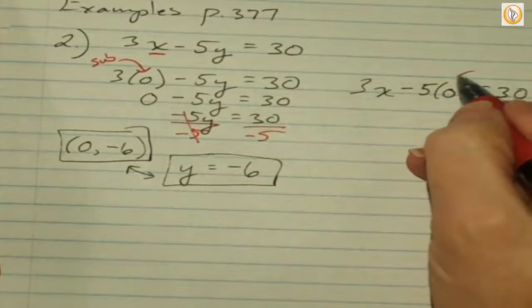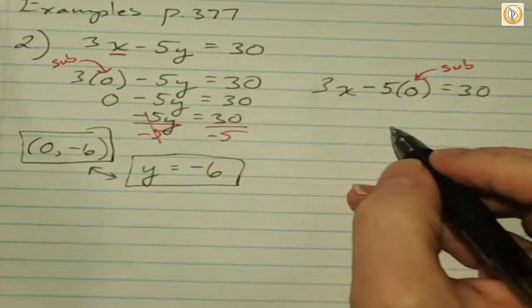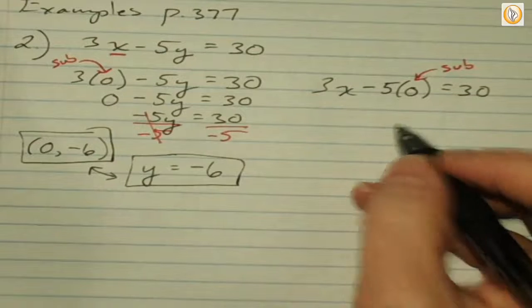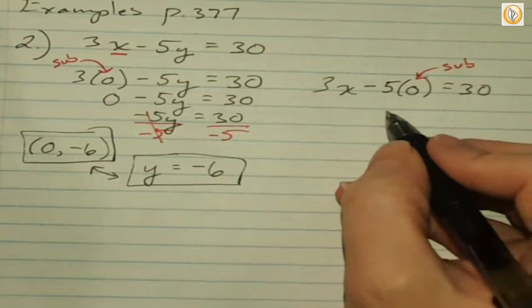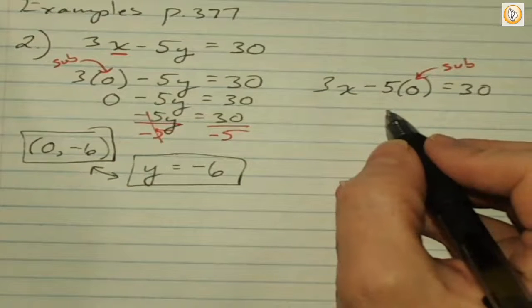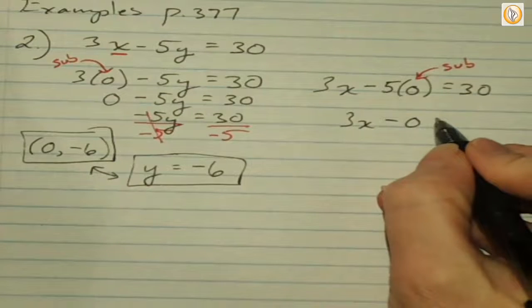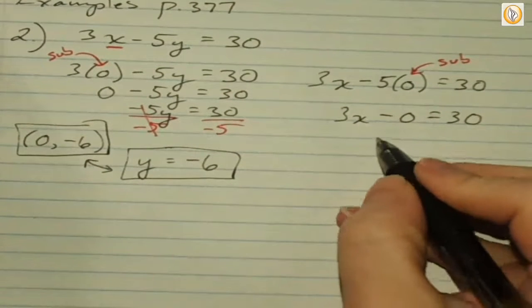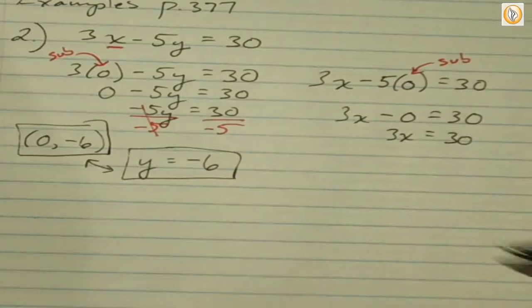Okay, now what do I do? I wrote this wrong. I said it right. Okay, so then it's 3x minus 0 equals 30. I wrote it down right. So then it's really 3x equals 30. Now tell me what to do.